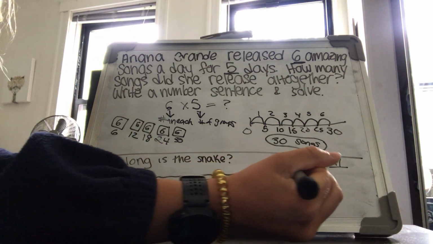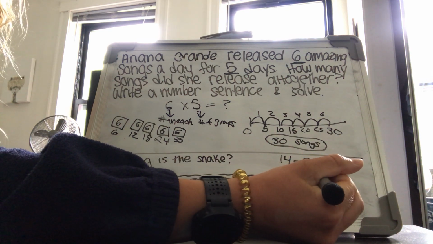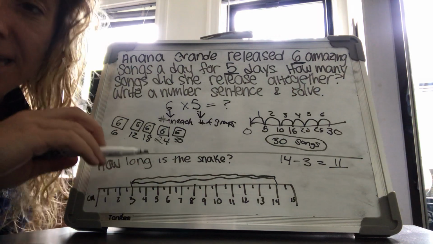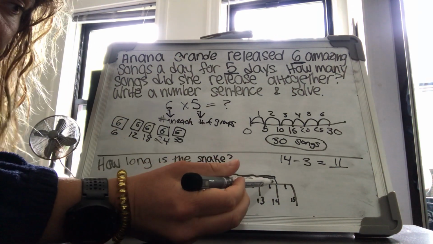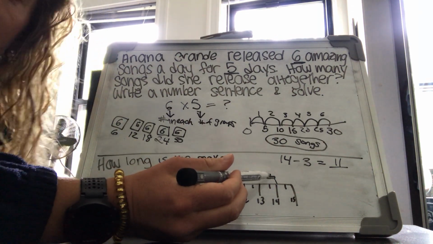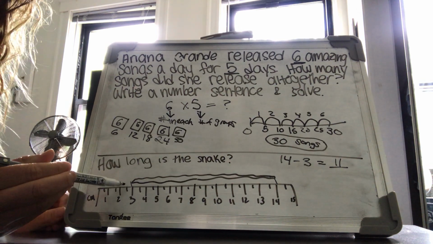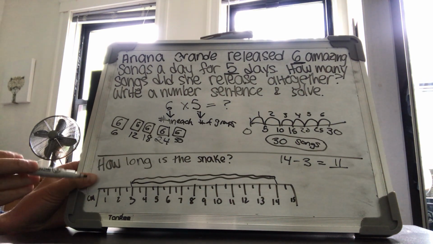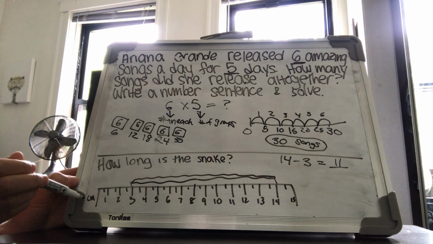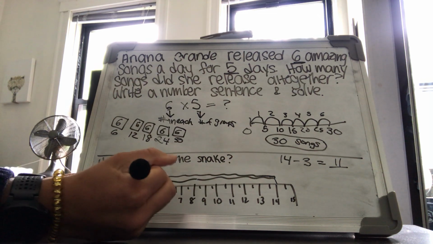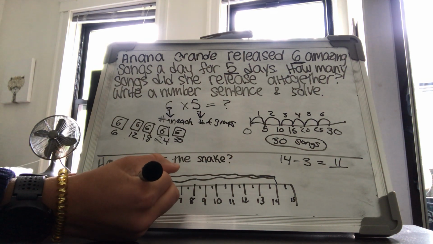You can always look at your endpoint and subtract your start point to get your answer. Now, I just want to say quickly, is my answer 14? Because that's where it ends? No way, Jose, because my snake did not start at 0. It started at 3. So it can't be 14 centimeters long because it doesn't start at 0. The other way I can do it is by jumping and doing hops.